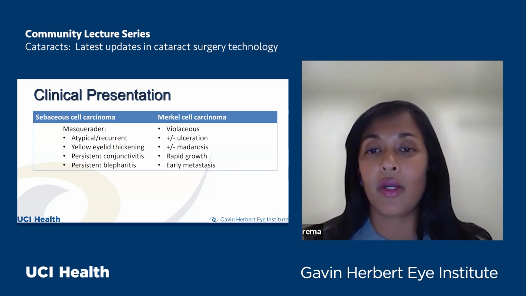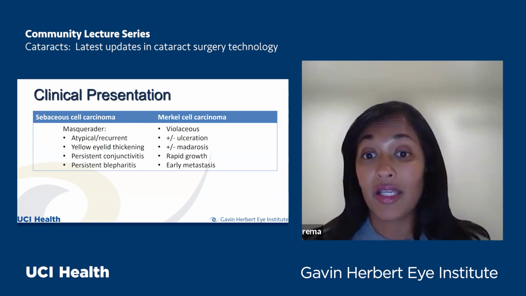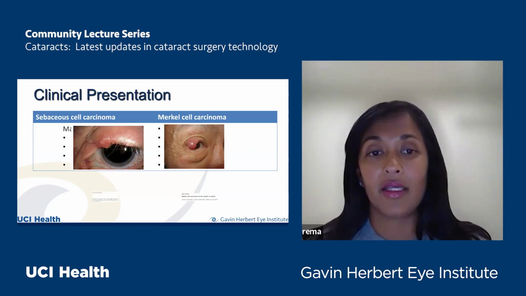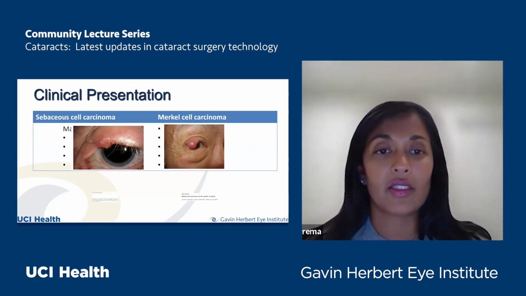Merkel cell, in comparison, tends to be violaceous and can grow quite rapidly. And here are some representative photographs.